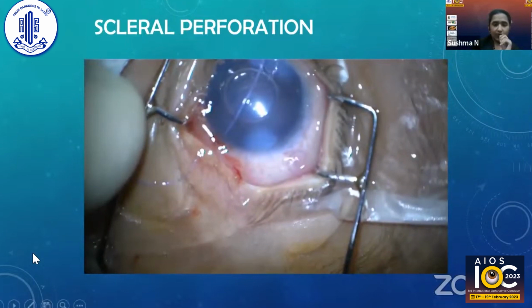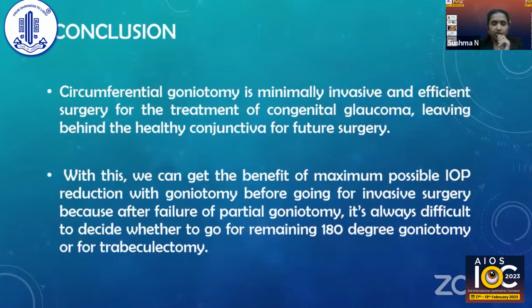So all these are the complications we noticed during our goniotomy. But apart from that, goniotomy is a minimally invasive and very effective surgery. We also got the ethical clearance for our study, and we have done almost 40 patients of 360-degree goniotomy now. We will publish our data soon.